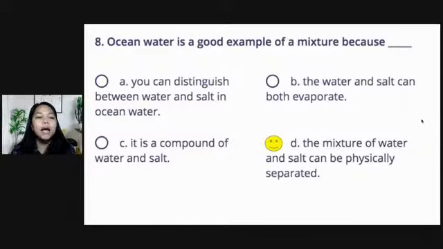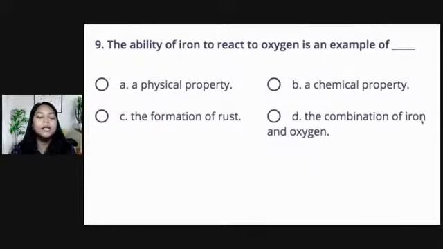Alright, number 9. The ability of iron to react to oxygen is an example of letter A, physical property, letter B, chemical property, letter C, formation of rust, letter D, combination of iron and oxygen. Okay, what's your choice for number 9?